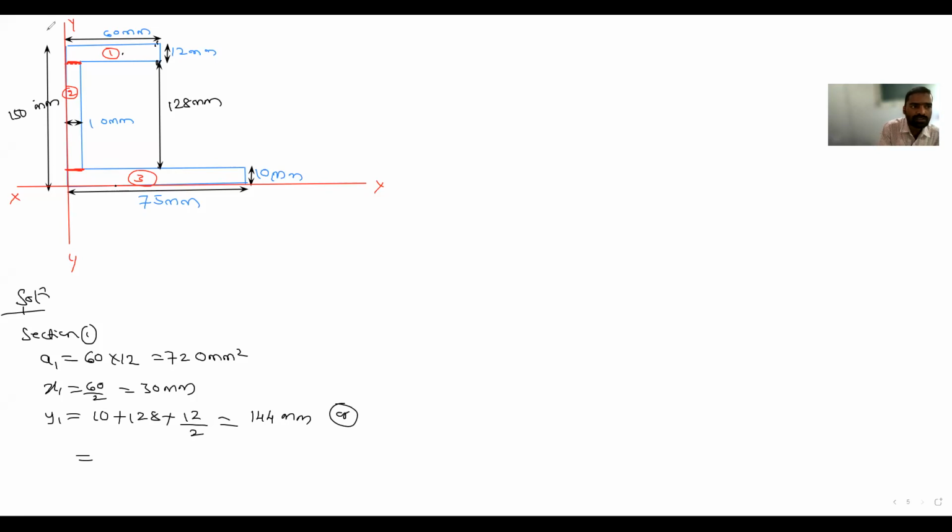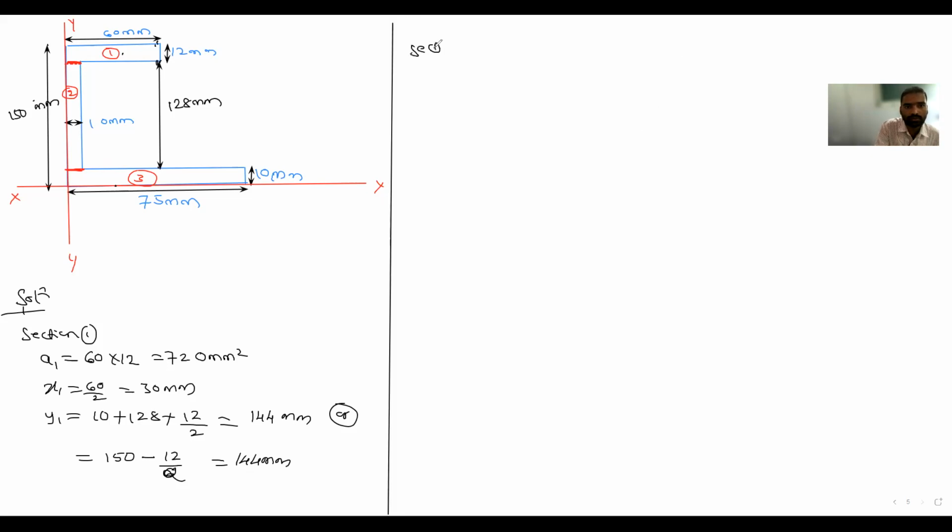Or you can do it like this: total depth from this point to this point is 150. From the top, 150 minus d by 2, that is 12 divided by 2, 6. 150 minus 6 is 144. You can calculate from the top or from the bottom, but you will get the same answer. Is it correct? Yes. Is there any doubt to anybody in the first section? No. Okay, so next, section 2.